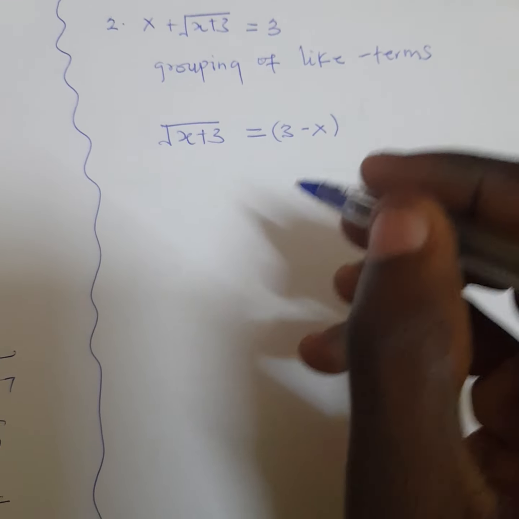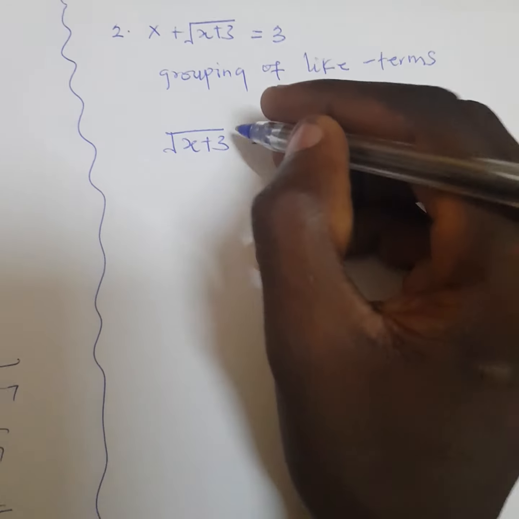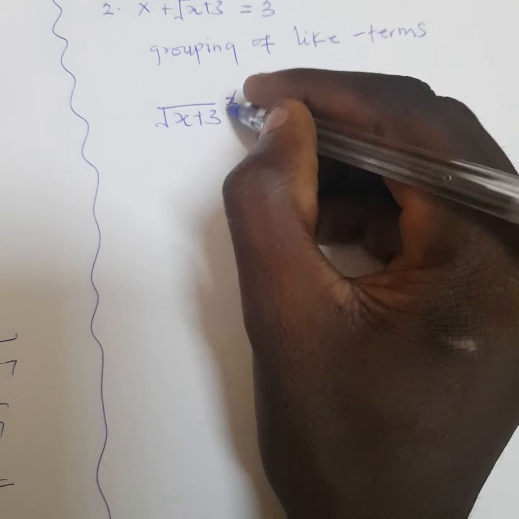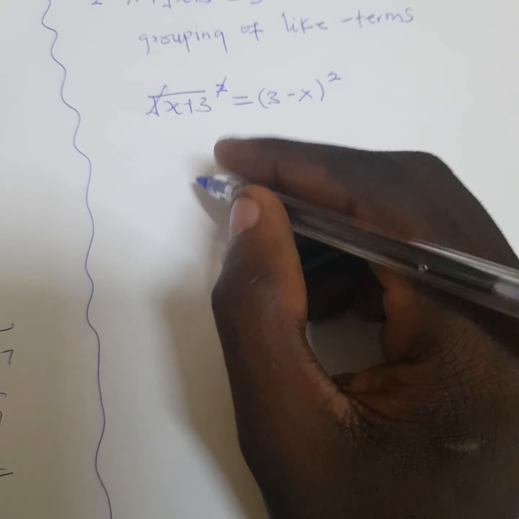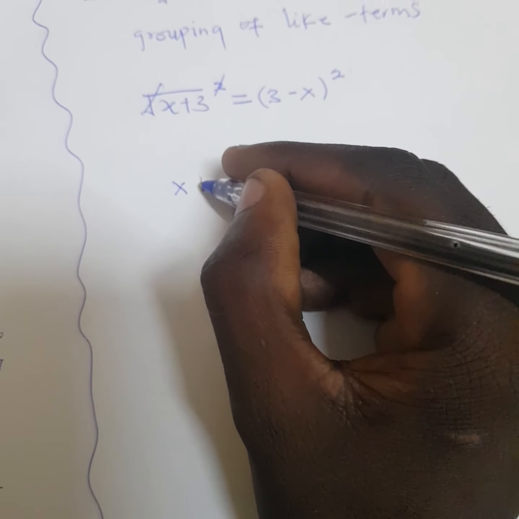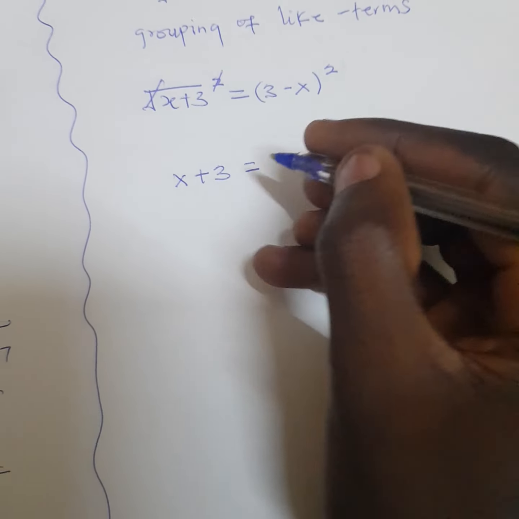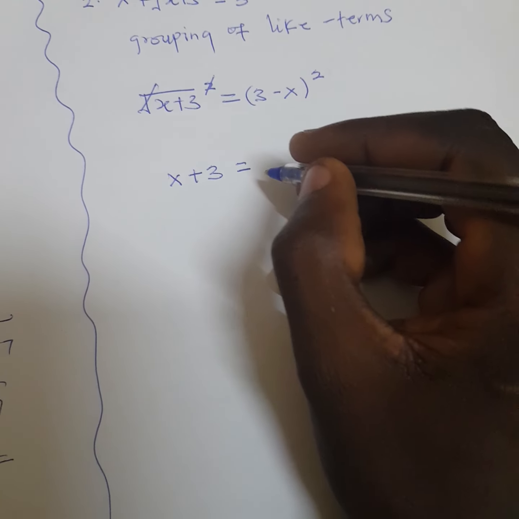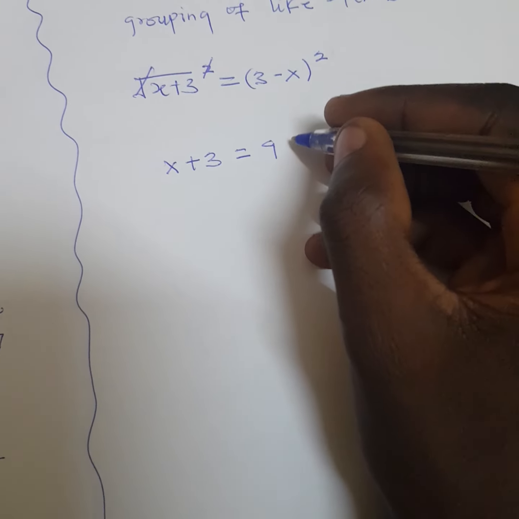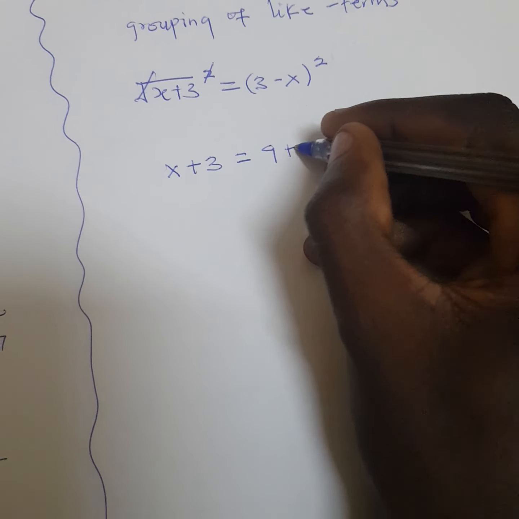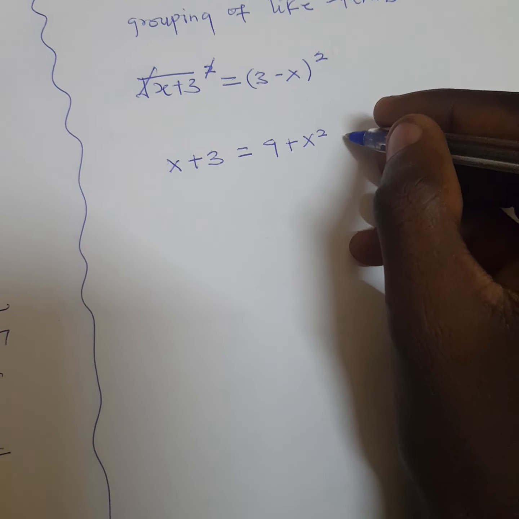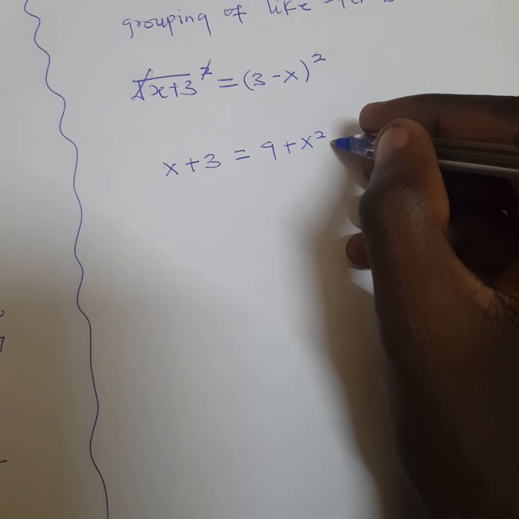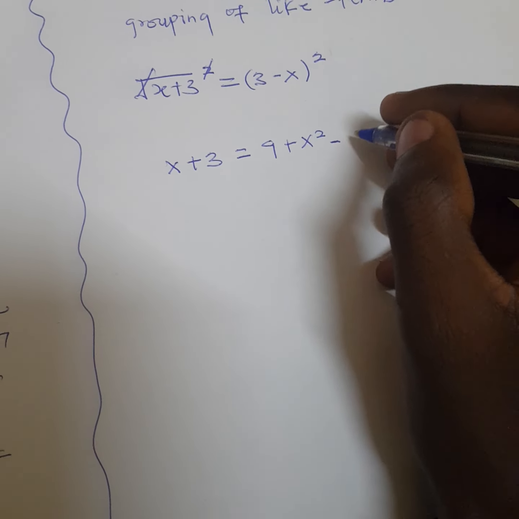Now you square both sides of your equation. If you square, the root sign will cancel the square, which will give you x plus 3 is equal to, now we have learned this in the previous lesson, how to expand this, you are going to get 9 plus x squared, then minus 6x.